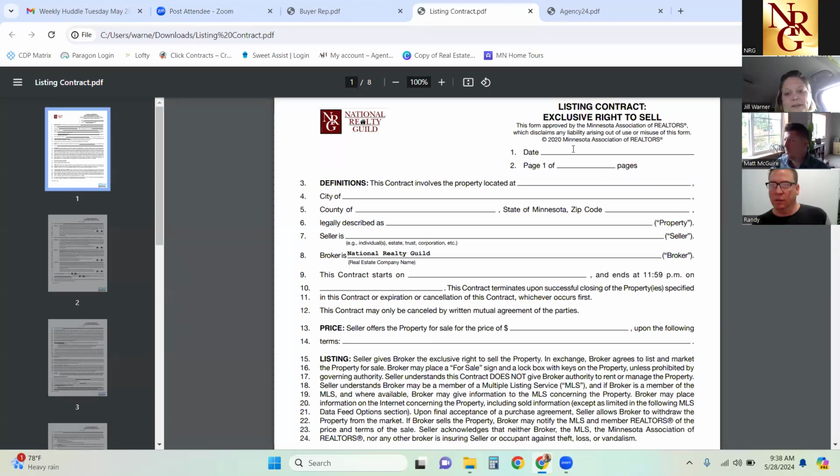So you basically put the date in, you've got the legal address that goes in here, the seller's information, National Realty Guild is always put in there, and then the contract start and end dates. Again, what I'm doing right now is coming up with that start date with clients, and then the end date I'm always putting in there right now, December 31st.